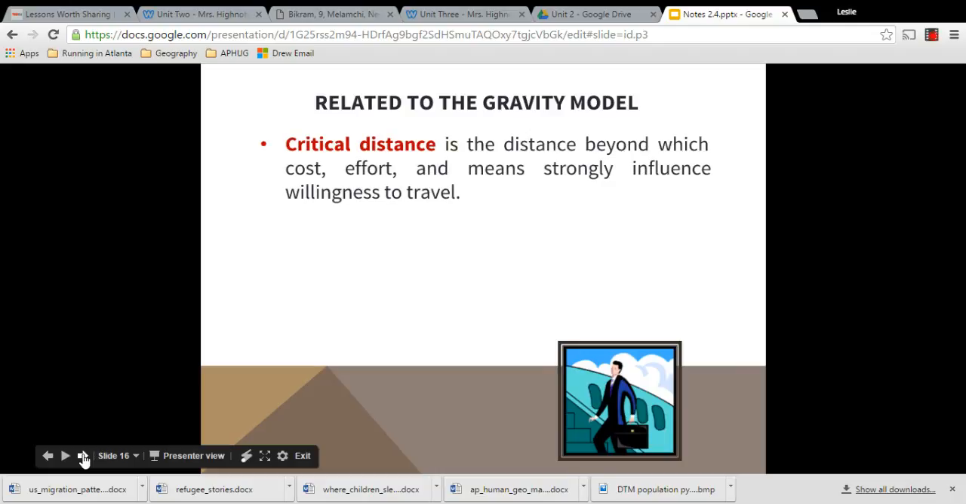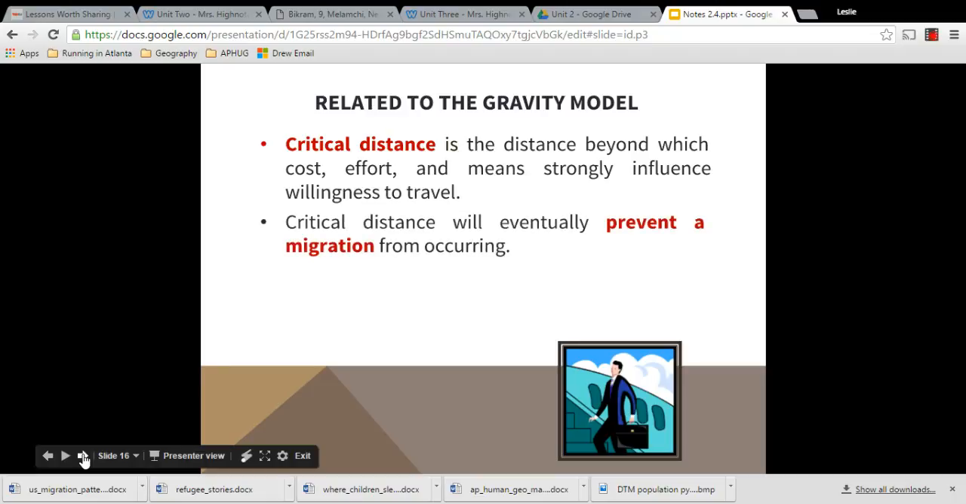Some important terms related to the gravity model. The first is critical distance. Critical distance is the distance beyond which cost, effort, and means strongly influence the willingness to travel. So the idea that a place is too expensive to move to, or it's going to take too much work to move to this place, or it's just too far away. So there is a point at which something becomes too far away to be interesting to a potential migrant.